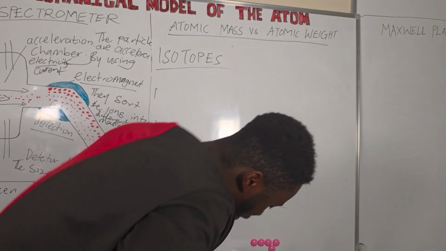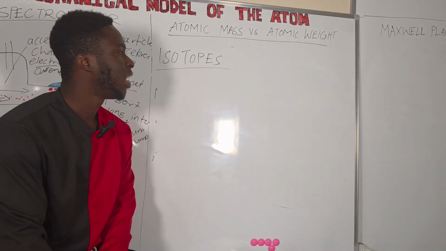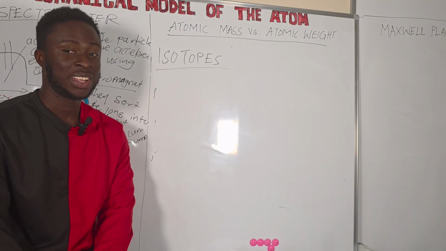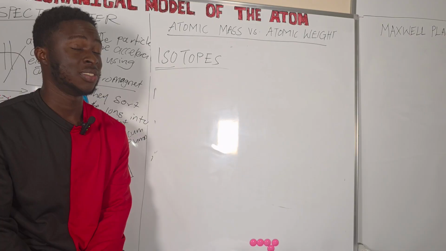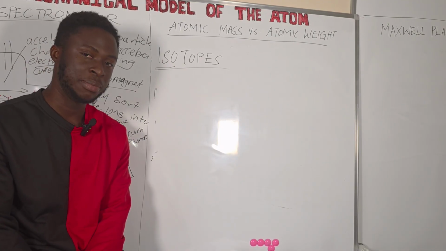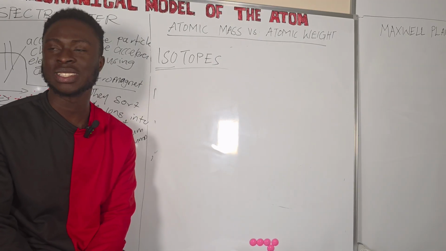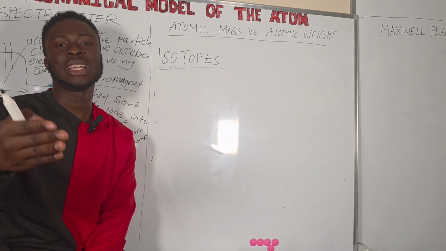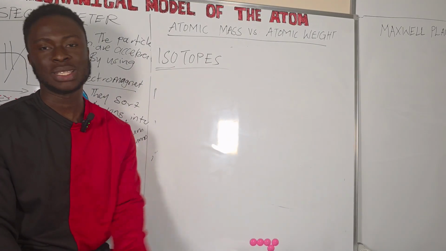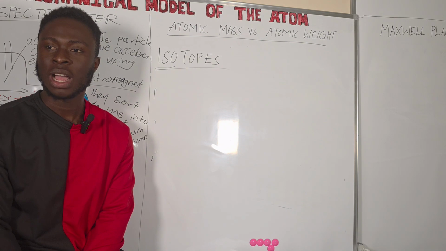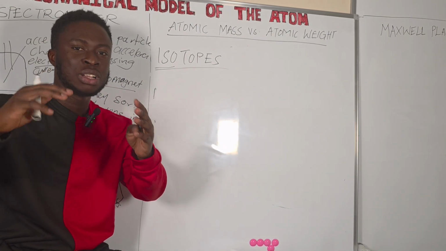Now, when we talk about isotopes, do not make it confusing to you. The word iso is a Latin word that means constant or the same. So whenever you hear iso anywhere, whether in biology, physics, or chemistry, it means the same. So think about isotonic solution, isotopes, isomers, isoelectronic series, isotones. If it has iso in it, it means something is being the same.